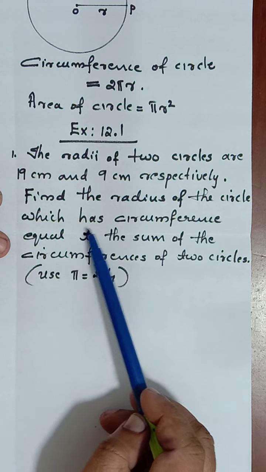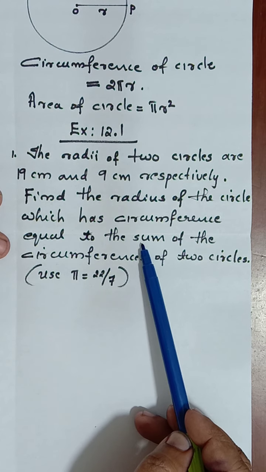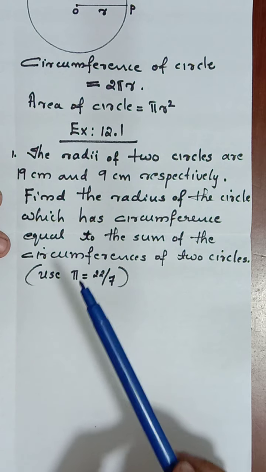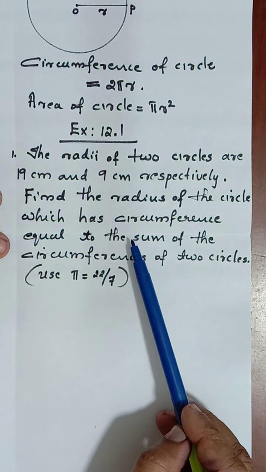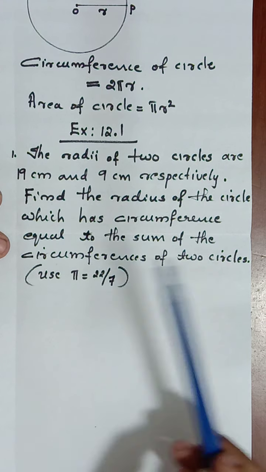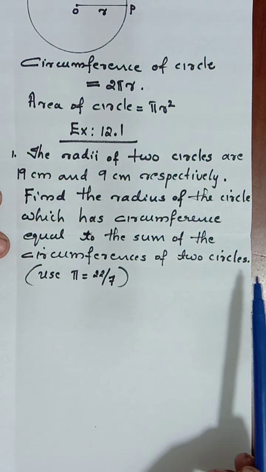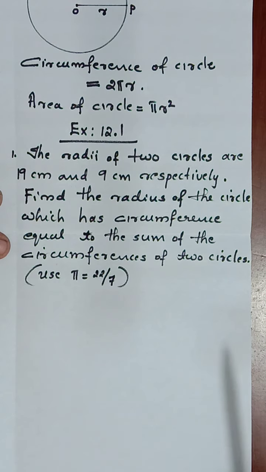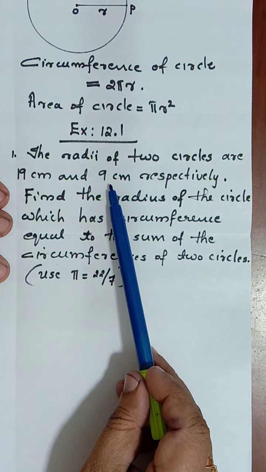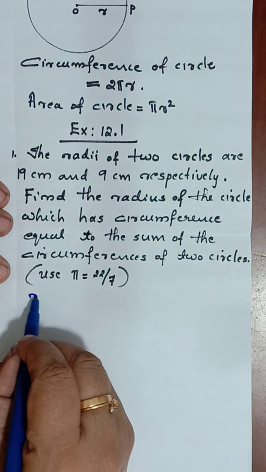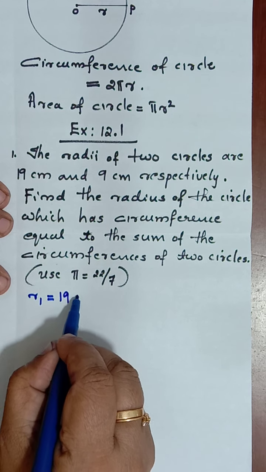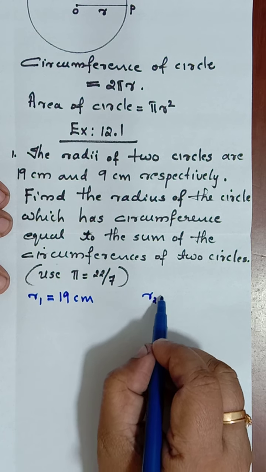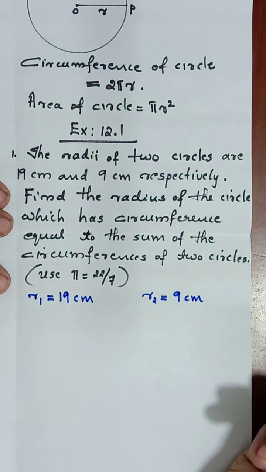Find radius of the circle which has circumference equal to, that means newly formed circle, for which circumference equal to sum of circumferences of these two circles. So let us find out what is circumference of first circle. Let us call it as C1 and circumference of second circle having radius 9 is C2. So therefore radius R1 I can write it as 19 centimeter. Here R2, second circle, it is 9 centimeter radius.